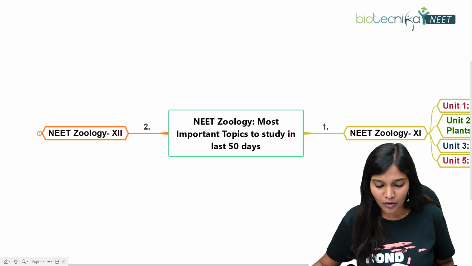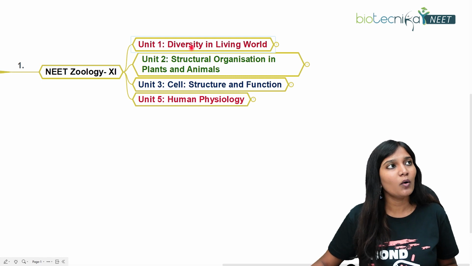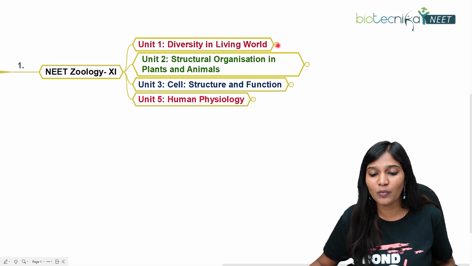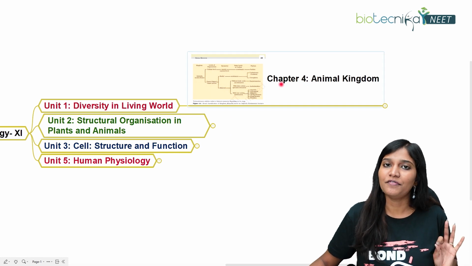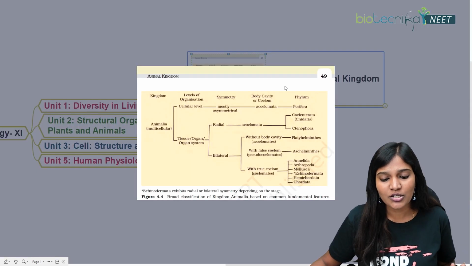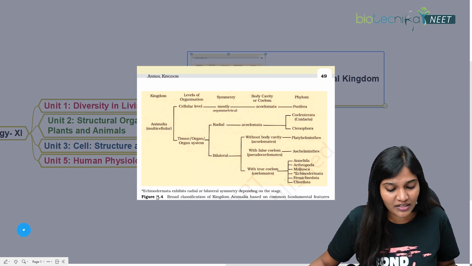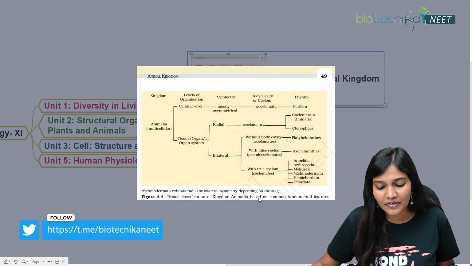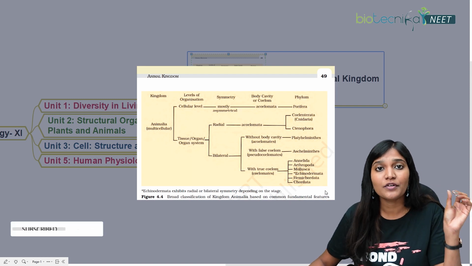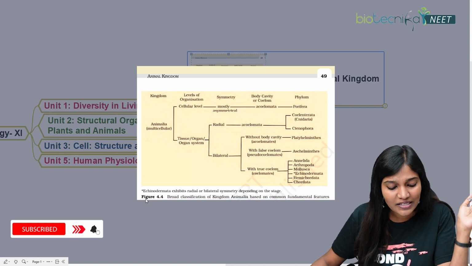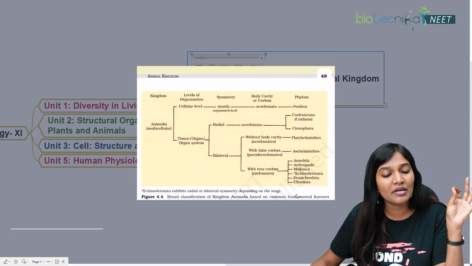So first, let's talk about NEET Zoology 11th, very specifically. In unit number 1, diversity in the living world, we know there is the animal kingdom. This animal kingdom is very, very important. The first important thing is you have to learn this flow chart. Very important flow chart, because you can see a broad classification of kingdom Animalia based on the common fundamental features. I would suggest when you see any flow chart like this, please read figure 4.4, what is written beneath. That is very important. That can become a question.